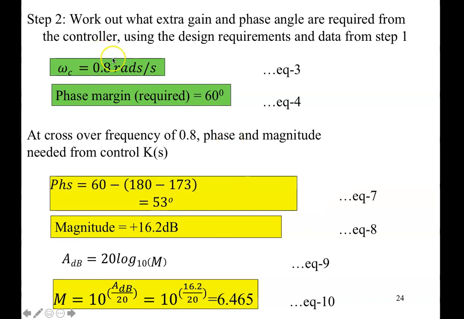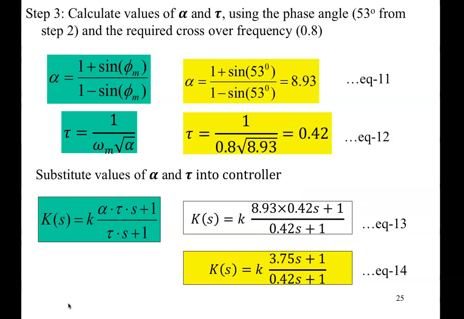Now I know my crossover frequency. I know how much phase angle I want out of the controller, and I know the magnitude of AC gain at that frequency from the controller as well. Then I can go on to my design. So step 1 is to establish how much we have already from the plant. Step 2 is to work out how much you need from K(s), the controller. Step 3 is to work out the values of alpha and tau.